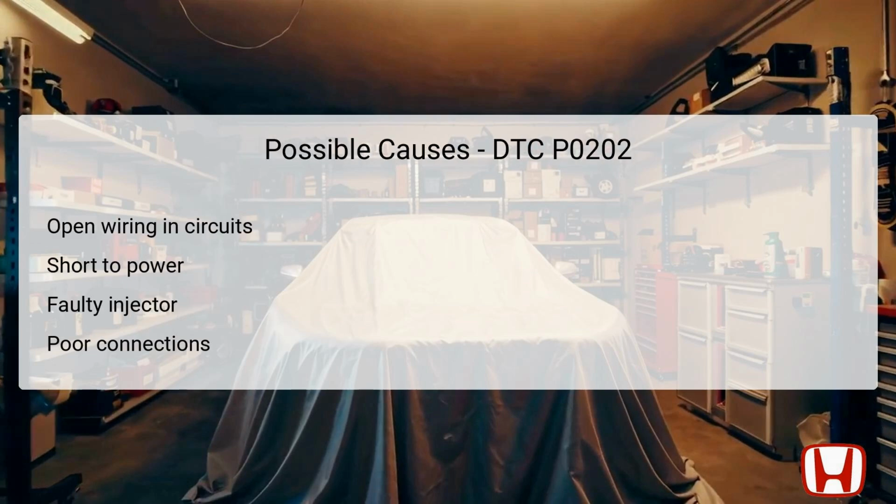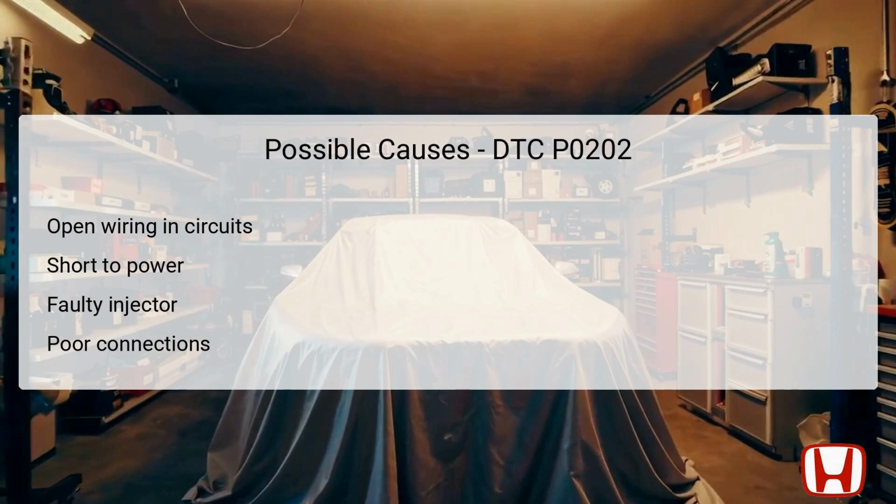Several possible causes can lead to the P0202 DTC. One prevalent issue could be an open circuit in the wiring related to the number 2 cylinder injector, potentially disrupting the electrical signal necessary for the injector's operation. Shorting to power in the circuits connected to the injector may also lead to this DTC, causing an excess voltage that the system cannot handle.